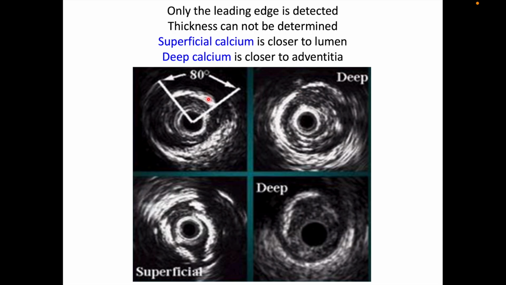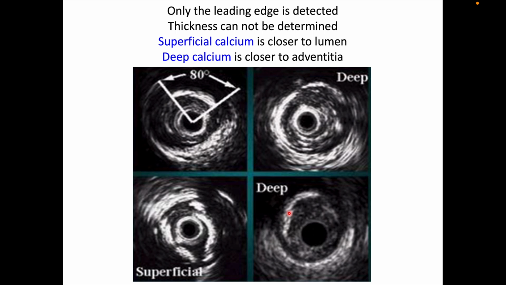In calcification, you can only see the leading edge, but you can't see how thick this calcium is because the ultrasound rays do not cross this calcium. The superficial calcium you can see here is located close to the lumen, and on the other hand you can see here the deep calcium, which is towards the adventitia. This calcium appears as a solid block on IVUS, but it's actually a collection of microfilaments that appear to coalesce. So balloon inflation will work in most cases.